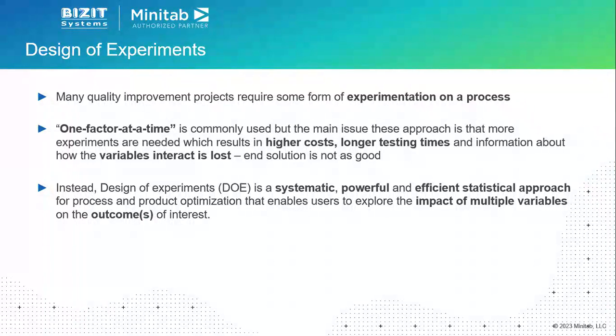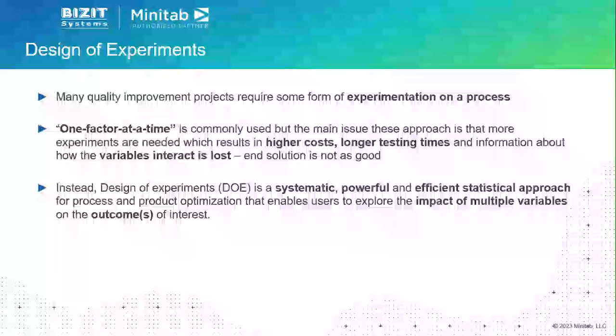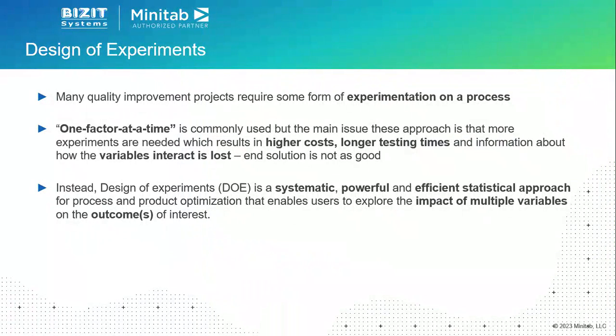Many quality improvement projects require some experimentation on a process. One factor at a time is commonly used by engineers. Okay, more experiments are needed, which results in higher cost, maybe longer time, and information about the interaction will be lost since you are using one factor at a time. So instead of one factor at a time, we have a comprehensive, systematic method. We call it design of experiment.